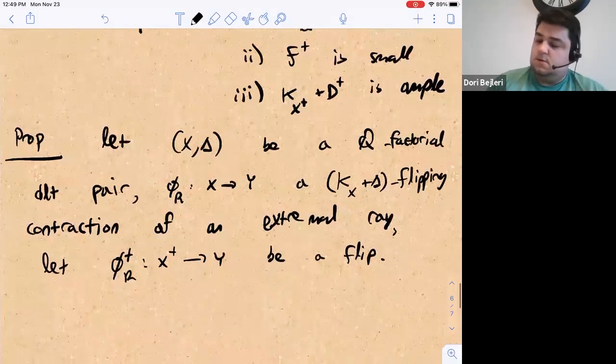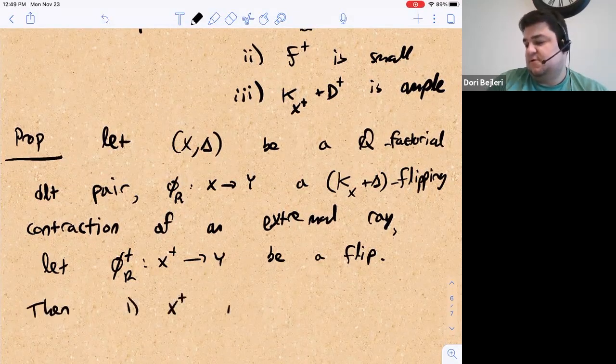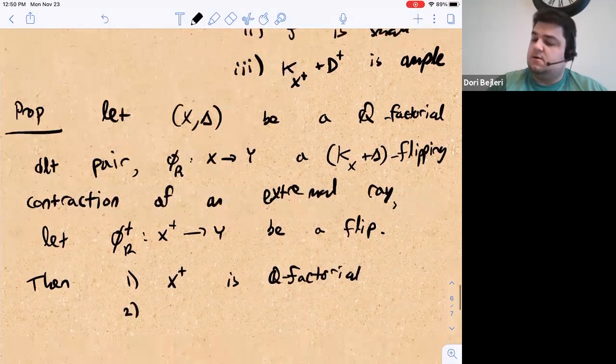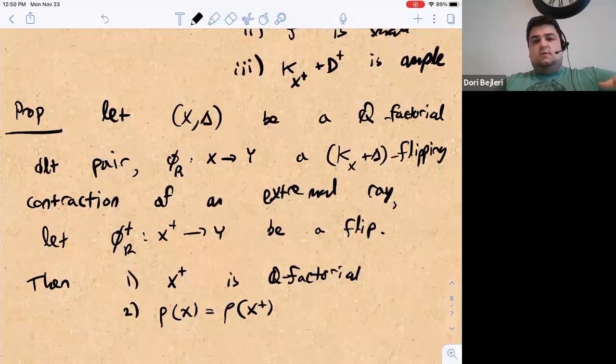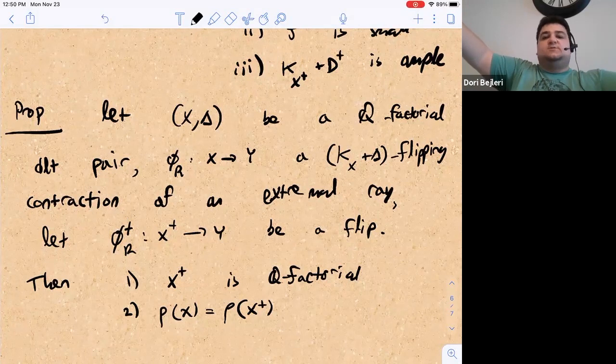And suppose that we have a flip. Then 1, X⁺ is also Q-factorial. And 2, the Picard rank of X is equal to the Picard rank of X⁺. So you should think of it as φ drops the Picard rank by 1, because the relative Picard rank of φ is 1. And then also the relative Picard rank of φ⁺ will be 1 as well, because we're cutting out one curve and gluing back in exactly one new curve class, and so the Picard rank actually stays the same.